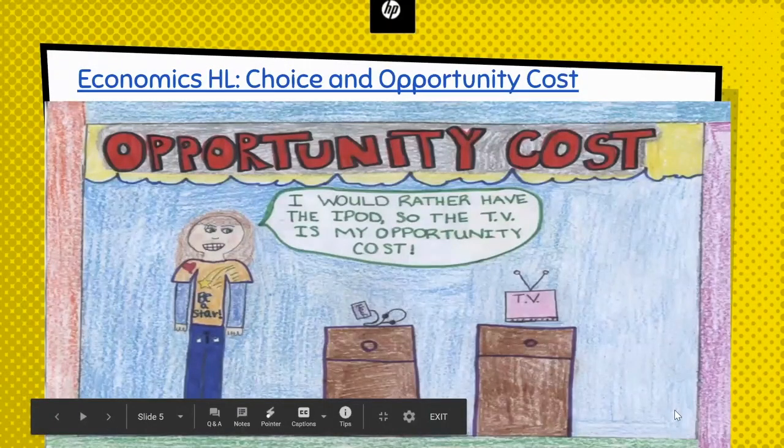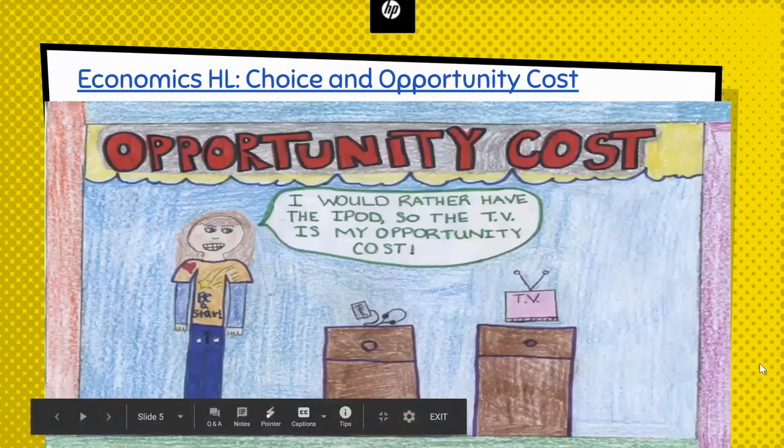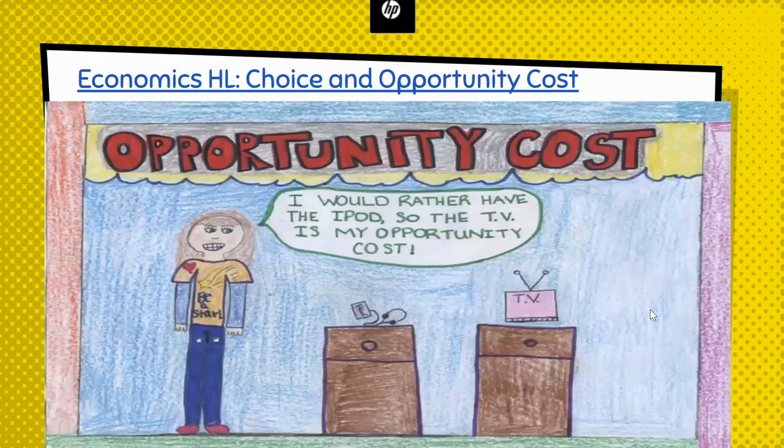Let's start with opportunity cost. Here we have a picture drawn by a student, and she has to decide between an iPod or a TV. Remember, she only has enough money to buy one or the other. And she says, I would rather have the iPod. So the TV is my opportunity cost. So the opportunity cost is what she is giving up. And in this case, she's giving up the TV. Let's watch a quick video about opportunity cost.